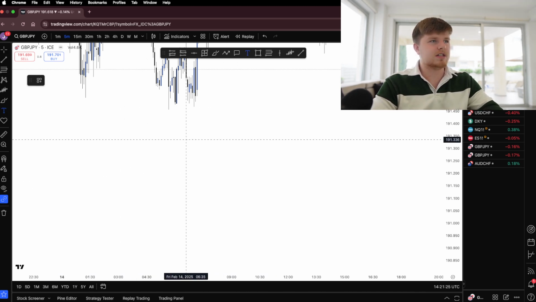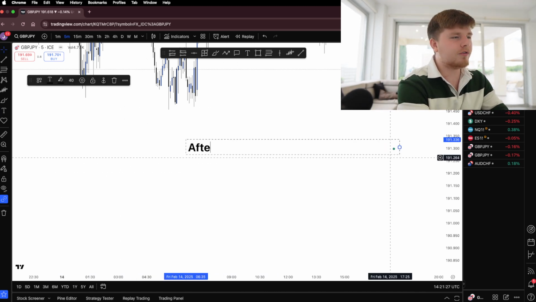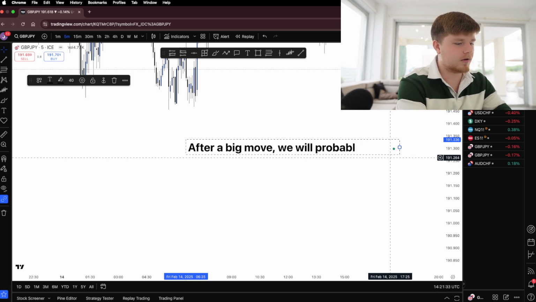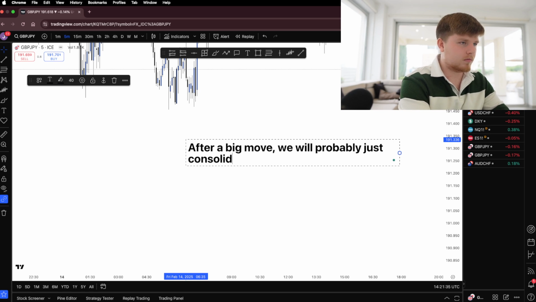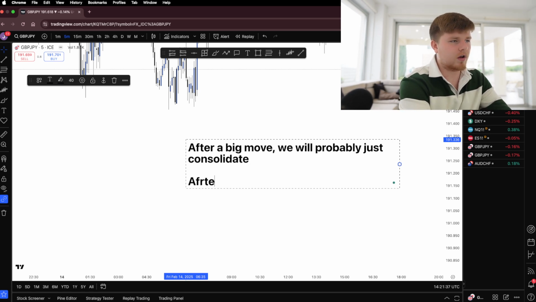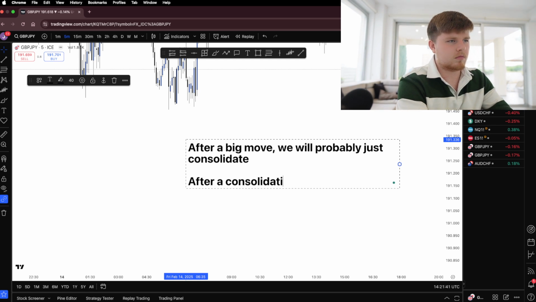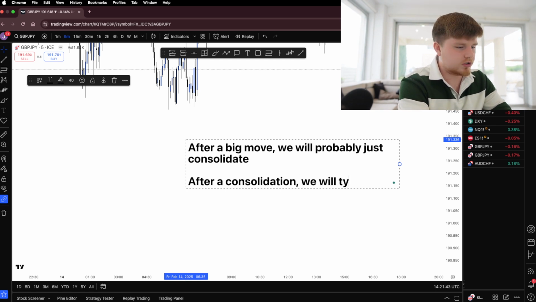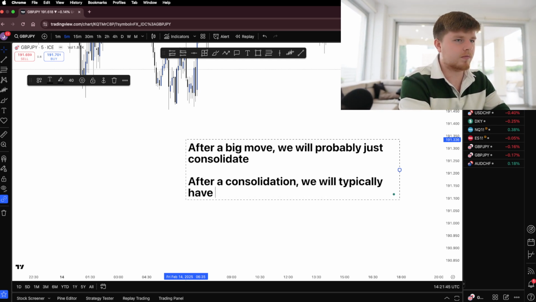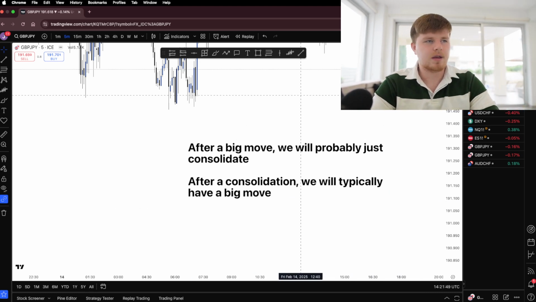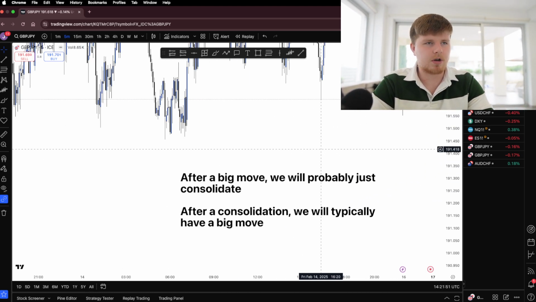So if we put this down, after a big move, and this is very, very important, after a big move, we will probably just consolidate, okay? And then vice versa, after a consolidation, we will typically just have a big move, okay, after a manipulation. Now, before we get into AMD properly, I want to show you this concept.